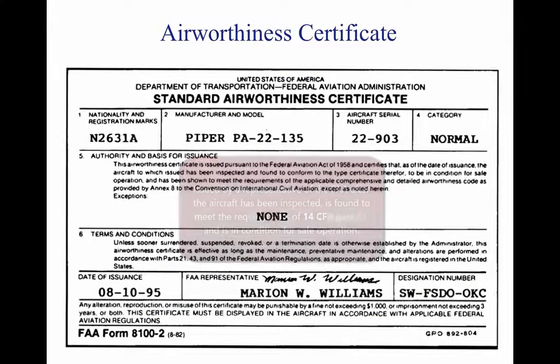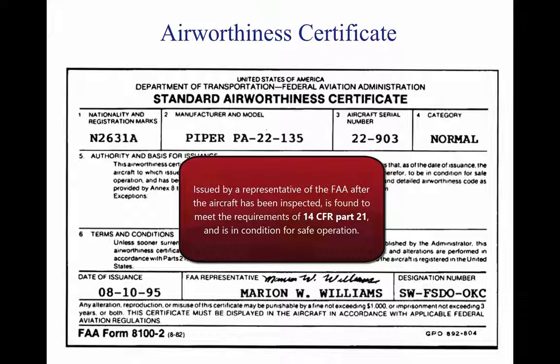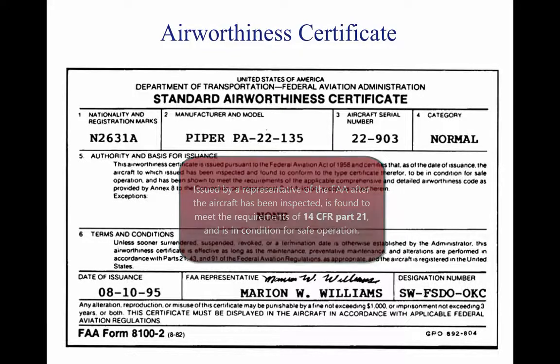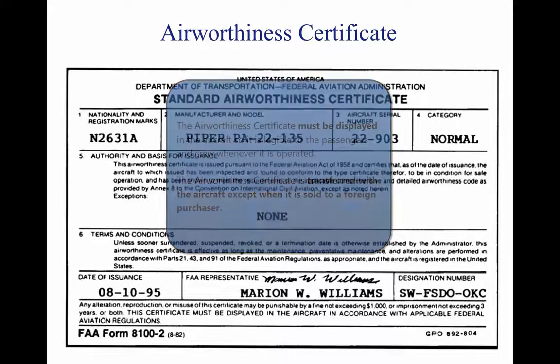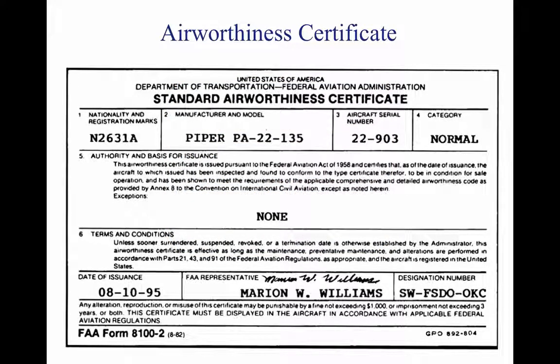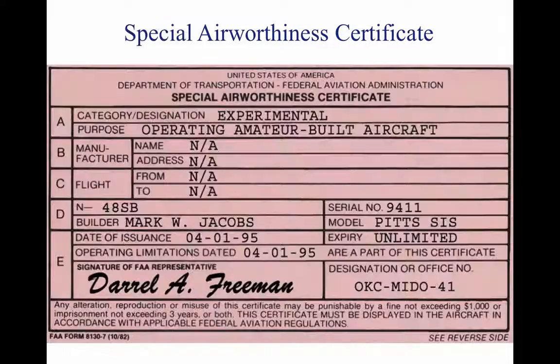An airworthiness certificate is issued by a representative of the FAA after the aircraft has been inspected, is found to meet the requirements of 14 CFR Part 21, and is in condition for safe operation. The airworthiness certificate must be displayed in the aircraft so it is legible to the passengers and crew whenever it is operated. The airworthiness certificate is transferred with the aircraft except when it is sold to a foreign purchaser. A standard airworthiness certificate remains in effect if the aircraft receives the required maintenance and is properly registered in the United States.